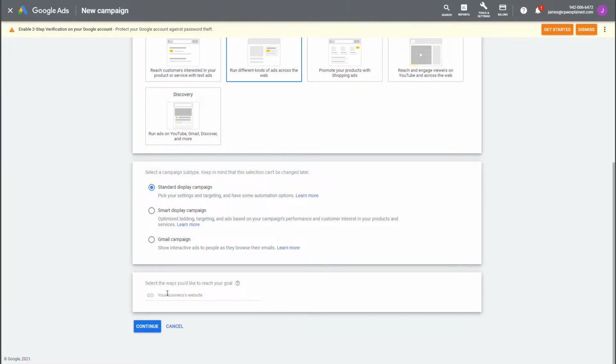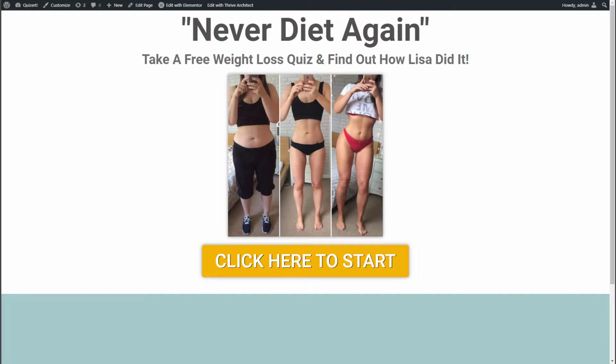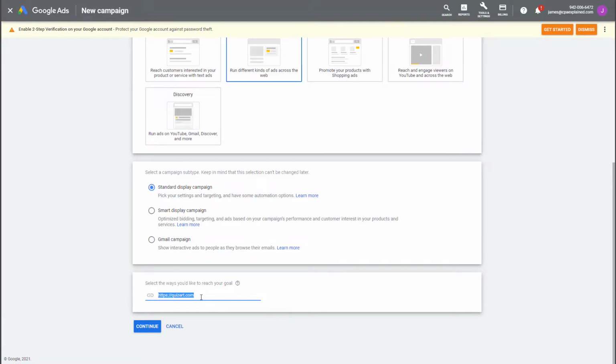Next thing you want to do is put in your landing page here. Just put wherever your landing page is. I'm just going to use the default, but you would put the URL for your landing page, wherever your landing page is. Actually, you know what? We'll just use it. All right, and just click on continue.